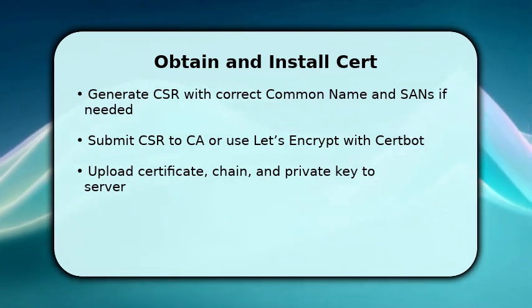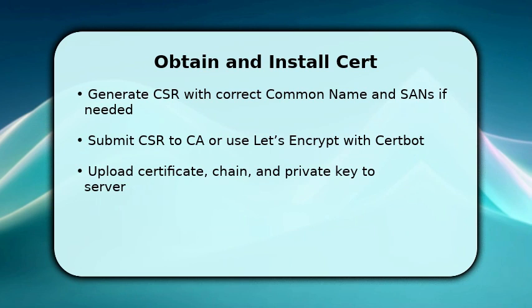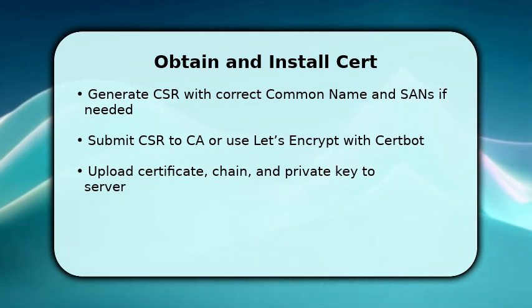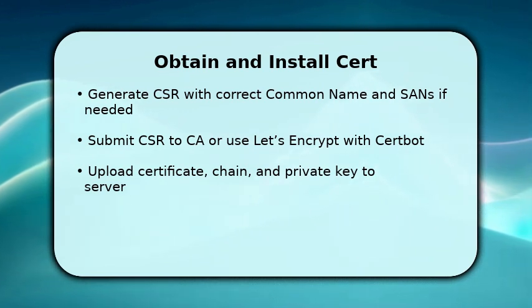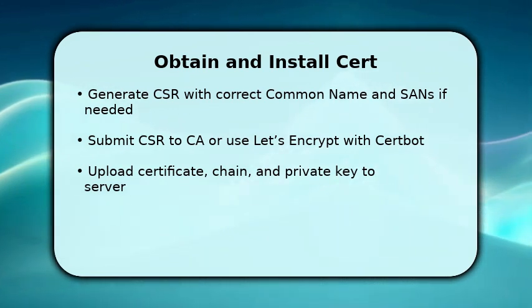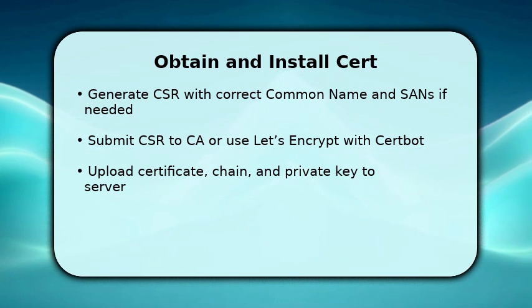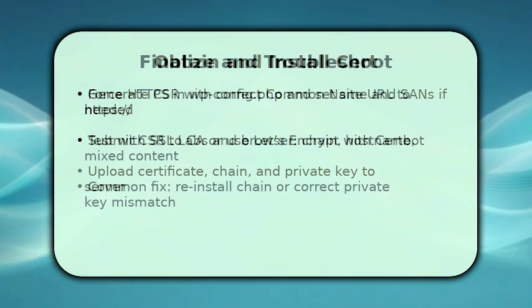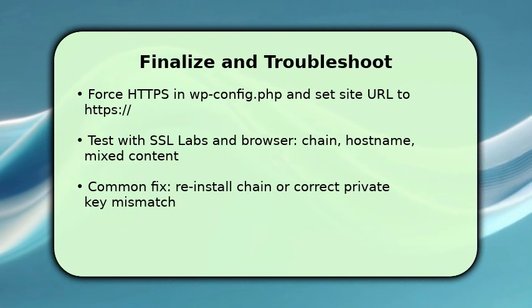Once you receive the cert and intermediate chain, upload the certificate, chain, and private key to your server or hosting SSL interface. Restart the web server or apply changes in the control panel so WordPress begins serving the new certificate immediately. You finalize by forcing HTTPS in wp-config.php, update the WordPress address and site address to HTTPS, and clear any caching.